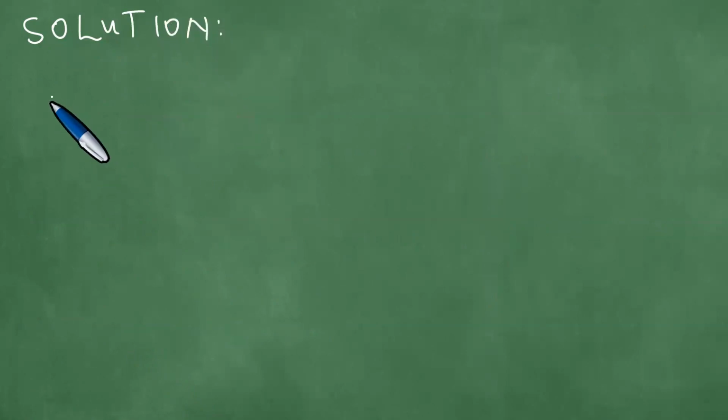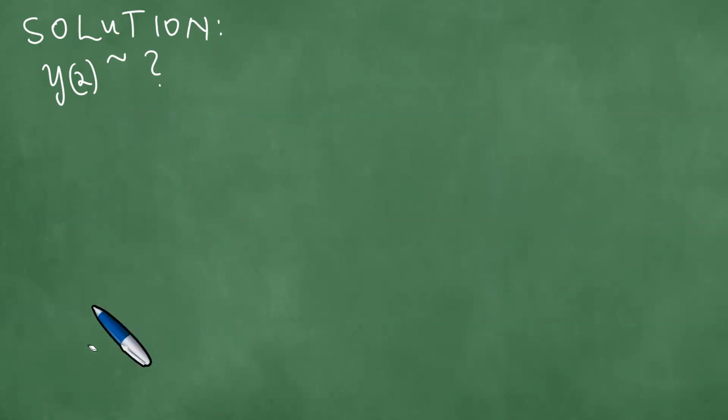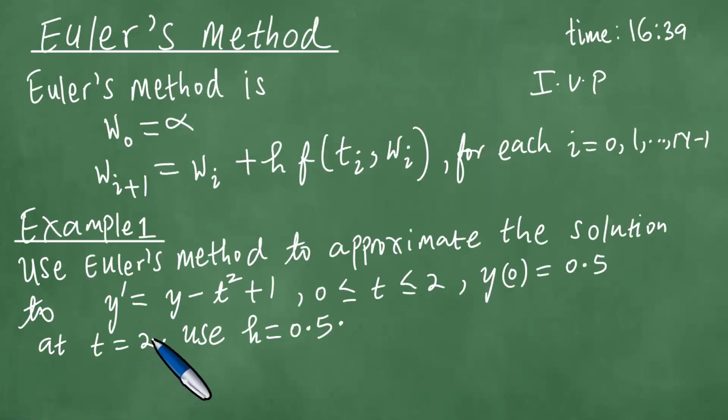So the solution to this problem is to say y at 2 is approximately what? That is the essence of this question, because we are interested in actually getting an approximate value. Why are we saying that? Because it is at t equals 2 that we must approximate the solution to this particular function. And obviously we use the step, because we shall take a couple of steps in the estimation process.